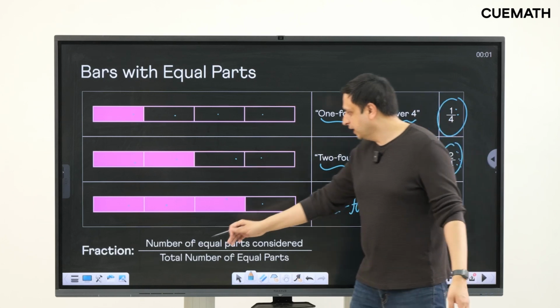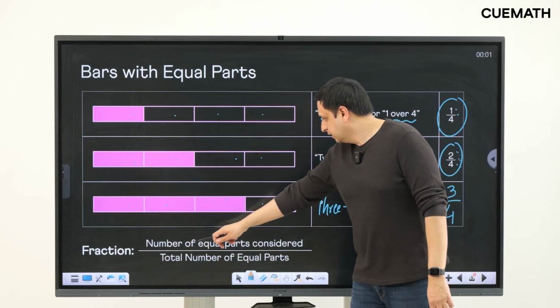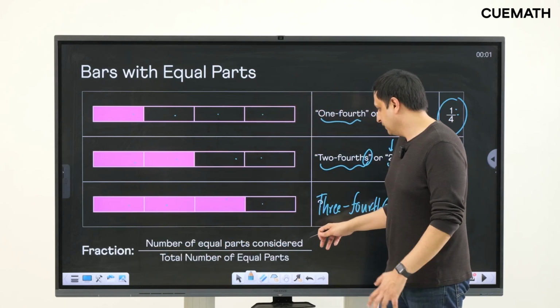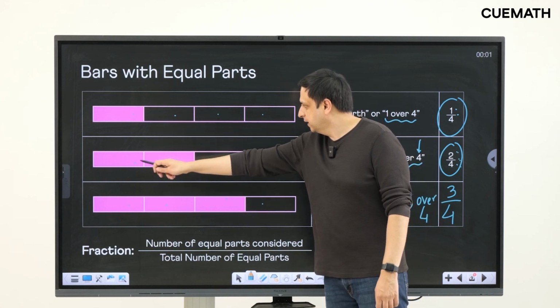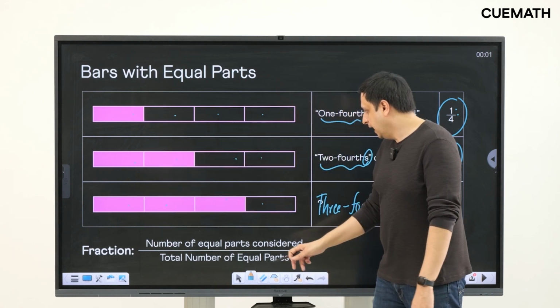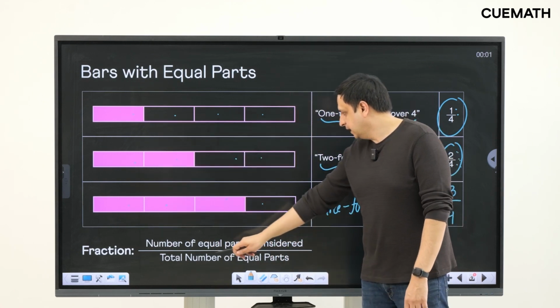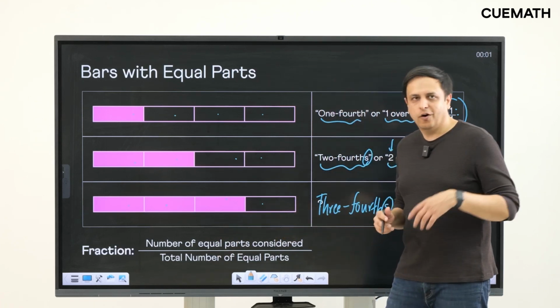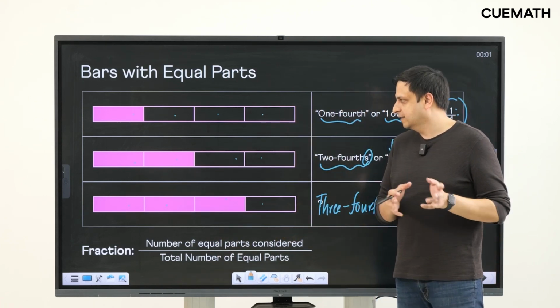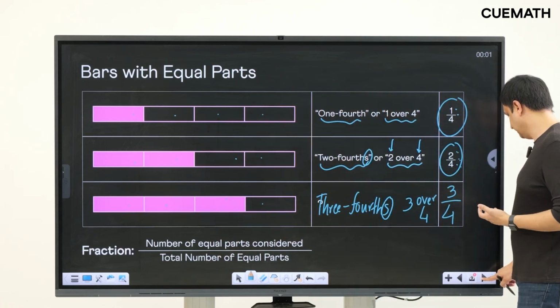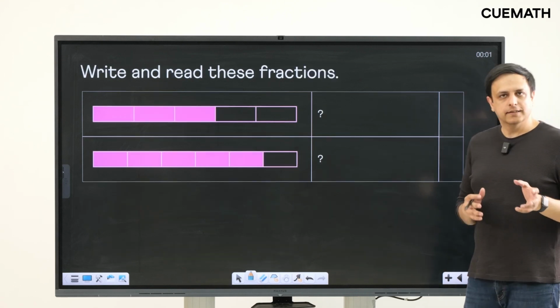So, that is how you read and write fractions. On the top you write the number of equal parts considered. In this case for example it is 1, in this case it is 2, in this case it is 3, and then you draw a horizontal line and then at the bottom you write the total number of equal parts. In each of these cases that was 4. So, that is it, very simple. Now, let us do some practice.